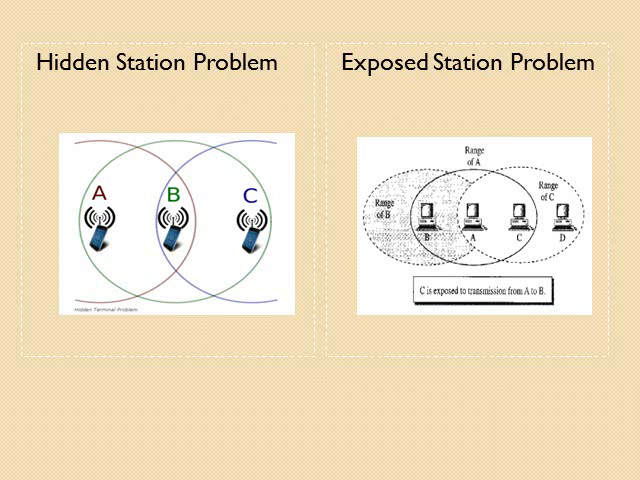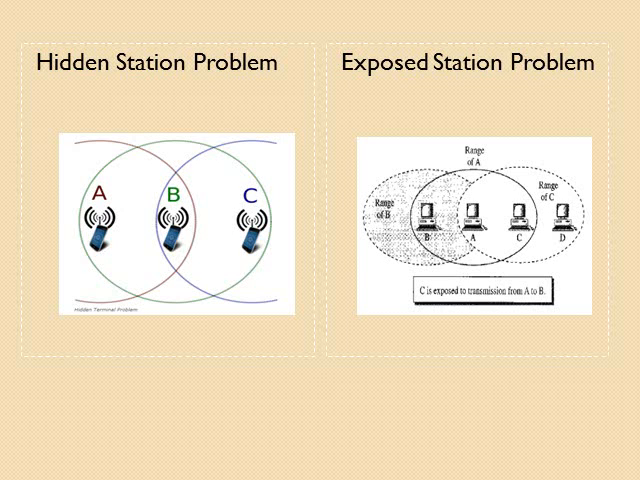So when A wants to send some data to B, because A thinks that the medium is free, A sends data to B. But at the same time, if C tries to transfer data to B, there will be some congestion. So B gets signals from both A and C devices. So device C is hidden by A, as well as device A is hidden by C. This is called the hidden station problem.